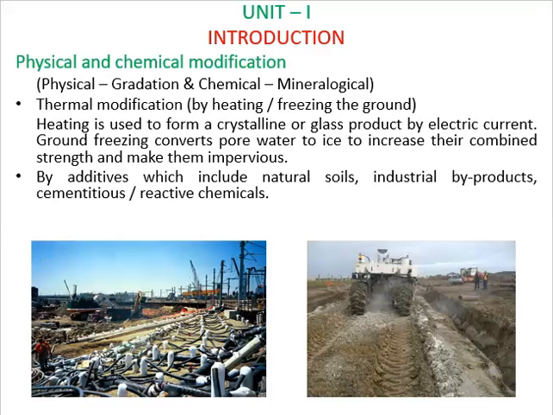The next one is physical and chemical modification. Physical modification means changing only the gradation characteristics of soil, either by using inert additives or by thermal modification, whereas the chemical modification involves changing the mineralogical properties of the soil by mixing the soil with chemical admixtures.